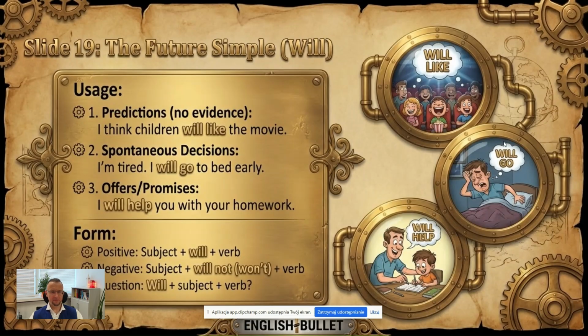So these are the three most important, most common situations for future simple. Predictions with no evidence, spontaneous decisions, and offers, promises.